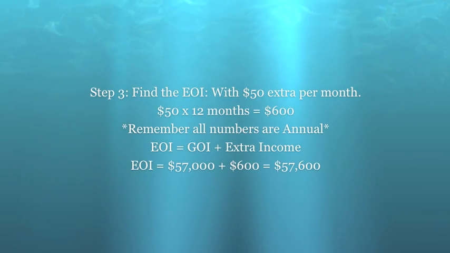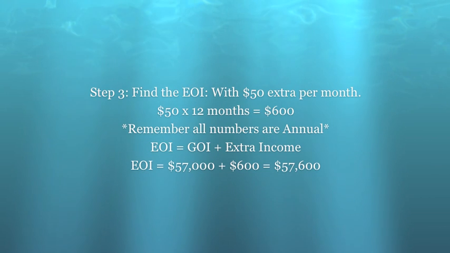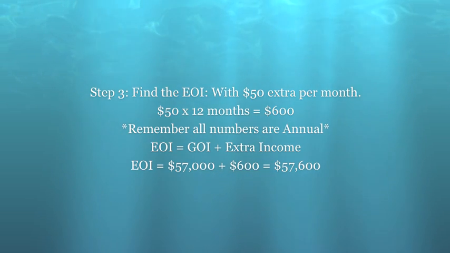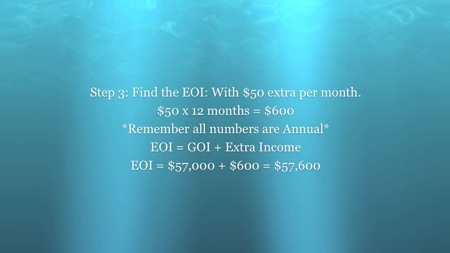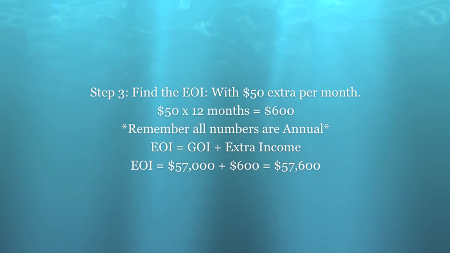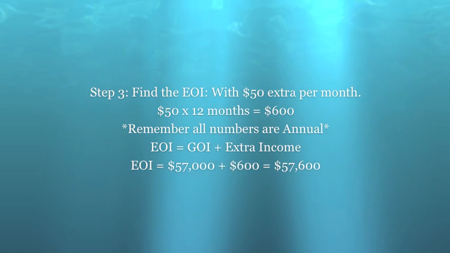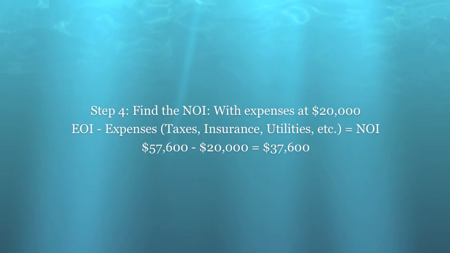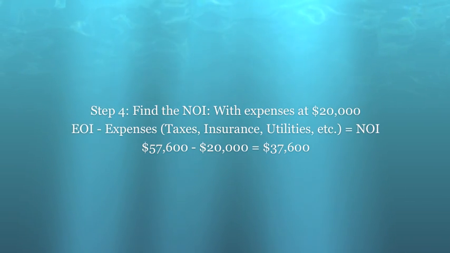So the next thing we need to do is find the effective operating income. With $50 extra per month, we multiply that times 12 for $600. Remember, all numbers need to be calculated on an annual basis. So your EOI is equal to $57,000 plus $600 equals $57,600.